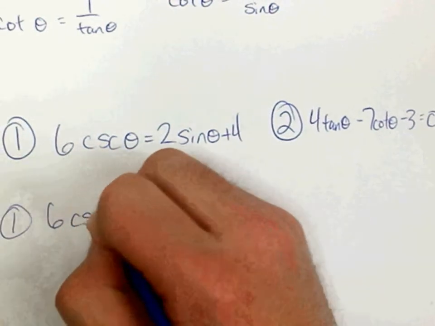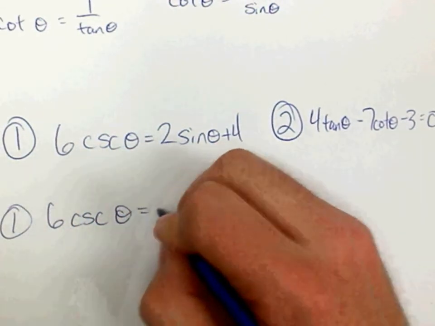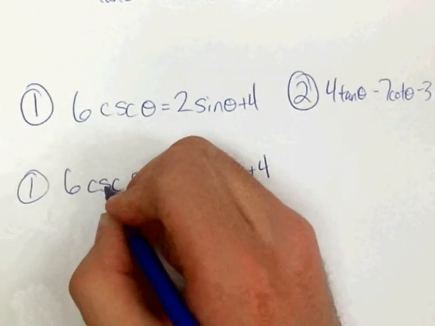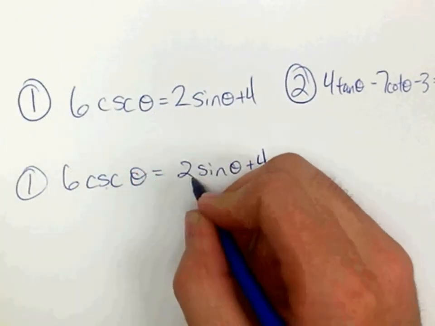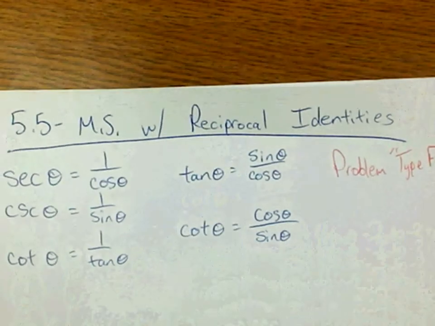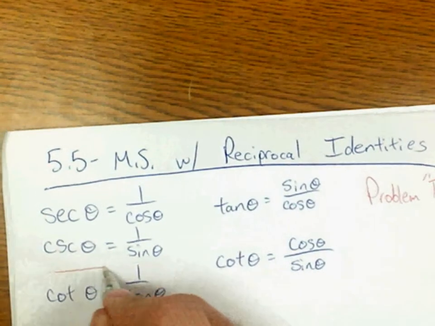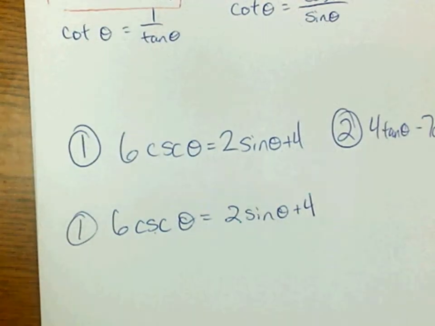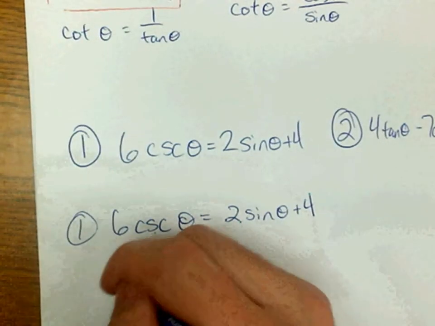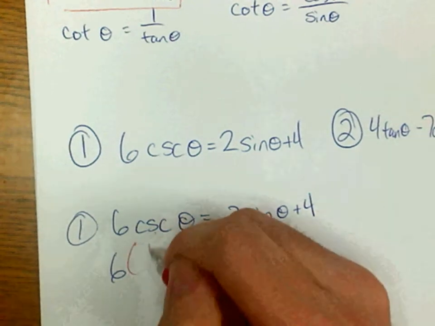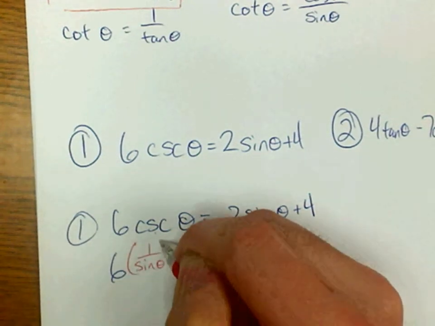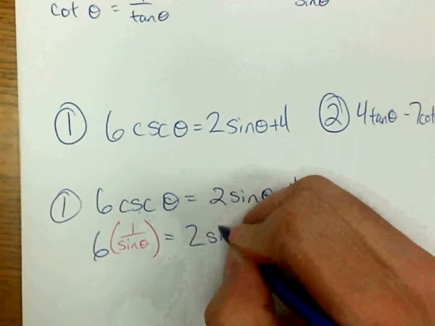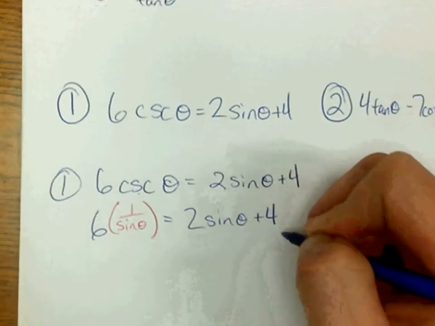6 cosecant theta equals 2 sine theta plus 4. I want this cosecant to be in terms of sine, and we know that cosecant is equal to 1 over sine. So we will say 6 times 1 over sine theta equals 2 sine theta plus 4.